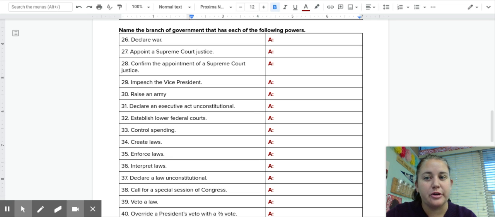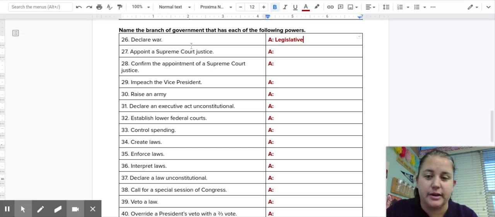Hi, it's time for the Unit 2 test review, Part 2, where I'm going to go over numbers 26 through 50. So at the beginning of the second part, it gives us a huge list of powers of the federal government, and we have to say which branch has that power. Okay, so number 26, which branch has the power to declare war? That is the legislative branch.